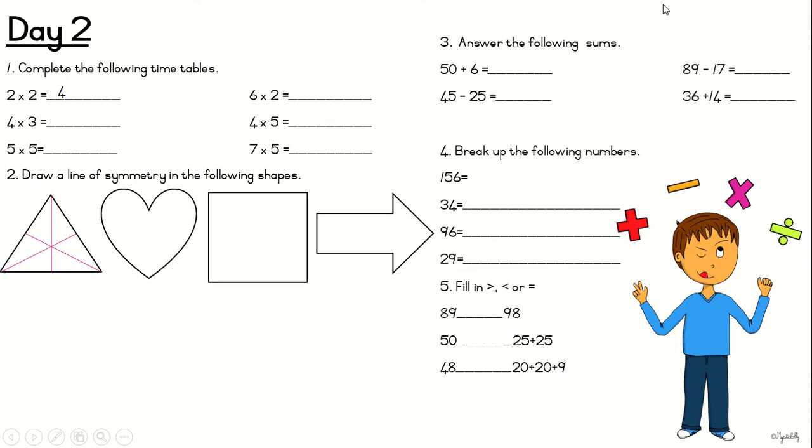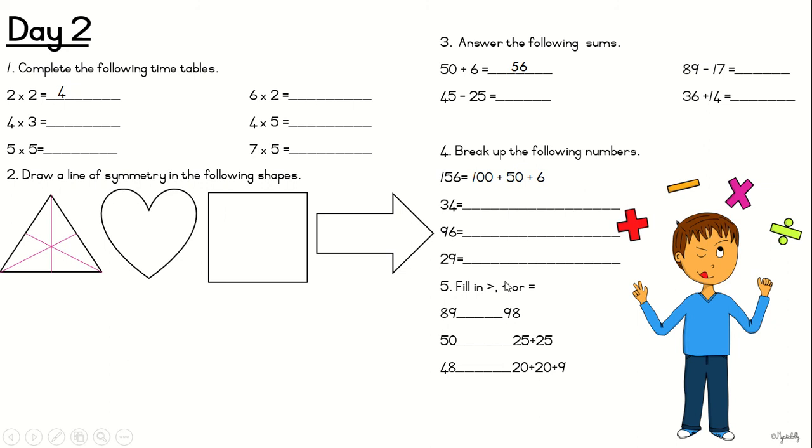Answer the following sums. This is like mental math. You have to answer out of your head, or you can use your number chart and start by 45 and count back 25 numbers. I'm going to do the first one. 50 plus 6 is 56. Break up the following numbers. Remember, when we break up numbers, you have to write the hundreds, the tens, and the units. If I look at 156, I'm going to break it up into 100 plus 50 plus 6. There you are. The rest you have to do yourselves.